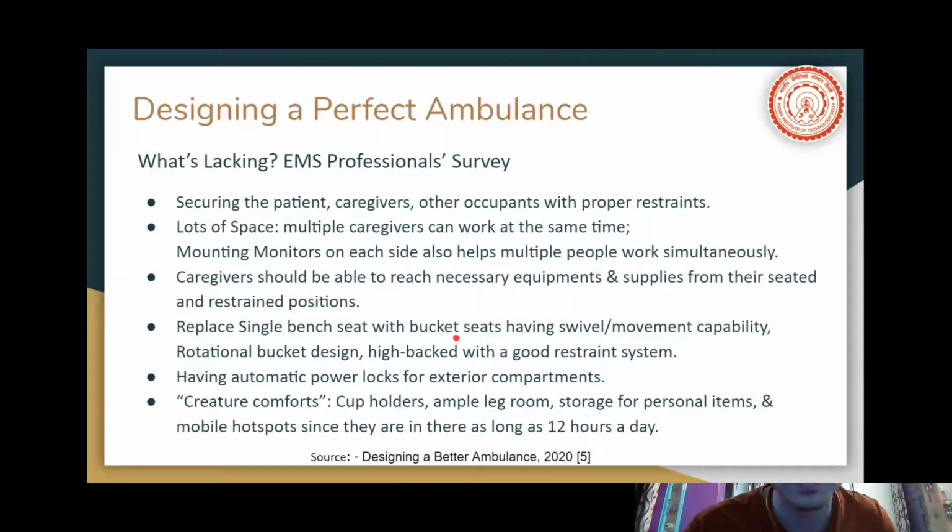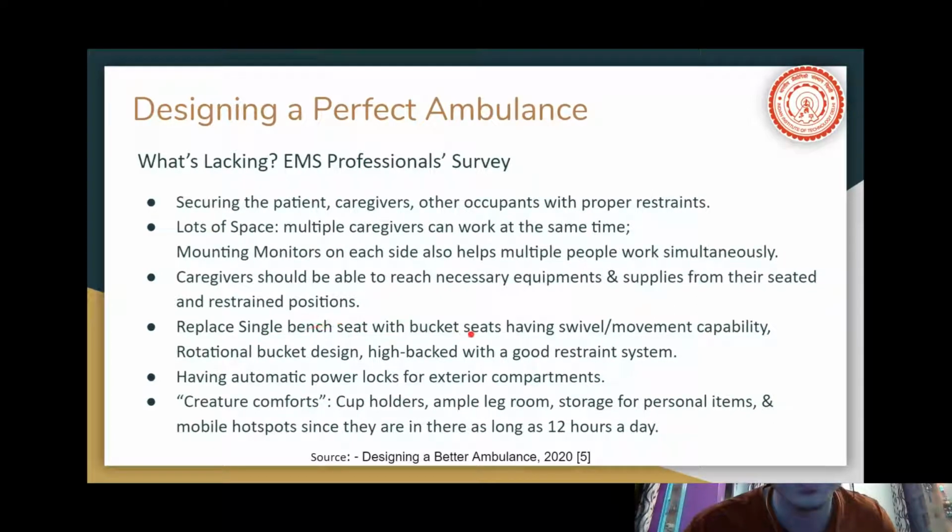What are bucket seats? If you've ever seen an infant seat, the infant seat has protection on either side so that if there is sudden braking or sudden acceleration, they don't fall from the side of the seat to the left or the right.